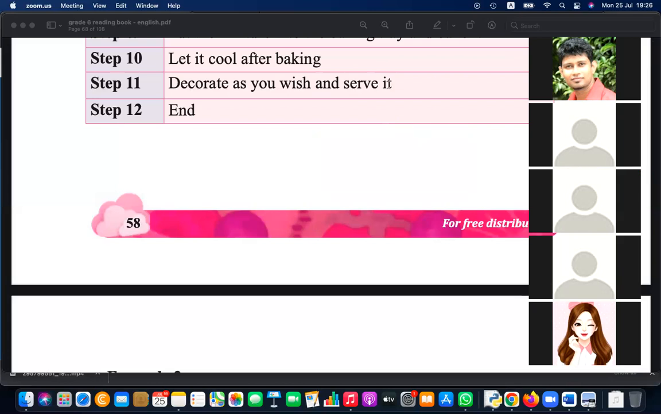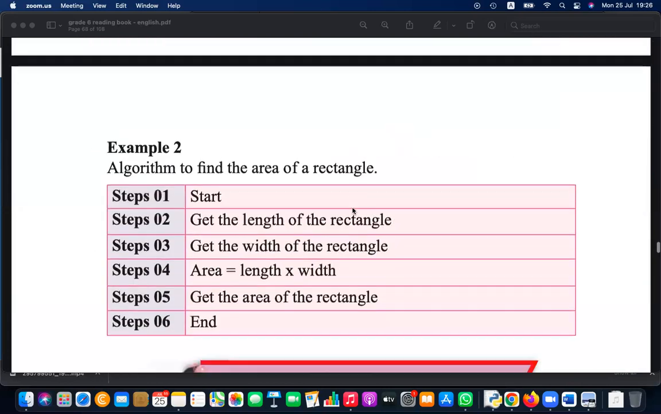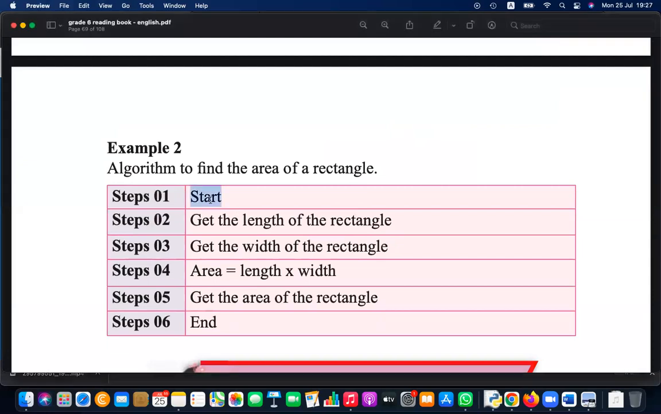I hope. Right, let's see the algorithm now. So if you write an algorithm to solve this, you can say start. That is easy. Step 1 is start, and the last step is end. For all algorithms, the first step is start, the last step is end. So anyway, you can get these 2 marks for sure in the examination.